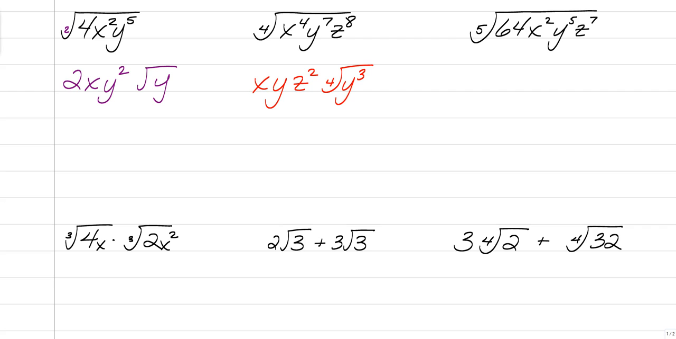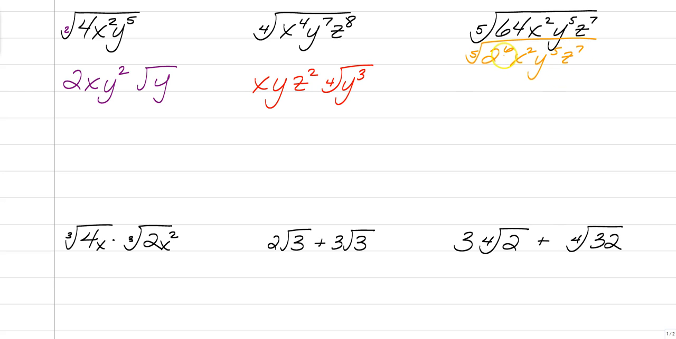So you can use a factor tree, or I'm going to show you a super sneaky shortcut that you can use if you want. 64, by the time you're done with this unit, you're going to be pretty familiar with the fact that that's 2 to the 6th power. So you can rewrite that as 2 to the 6th. And then we have x squared, y to the 5th, z to the 7th.